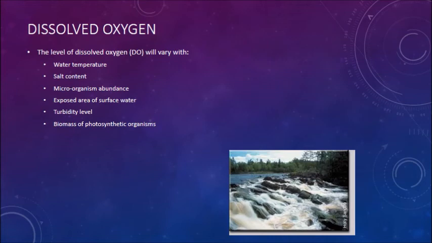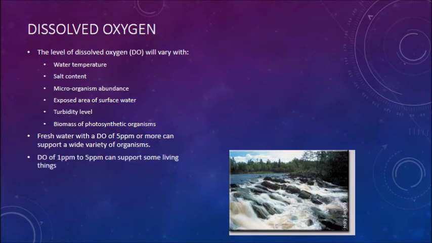But dissolved oxygen is a really key factor in how much life a river or a lake can sustain. Fresh water with a dissolved oxygen of 5 parts per million or more can support a wide variety of organisms. Between 1 and 5, they can support some living things, and anything less than 1 part per million indicates there's probably no life in the water.